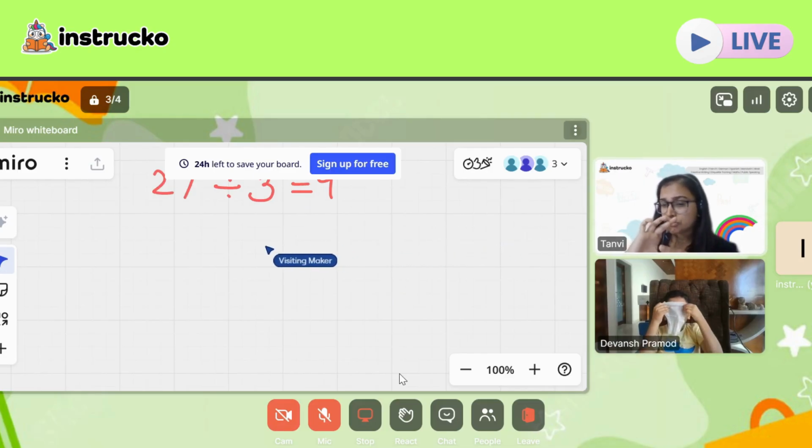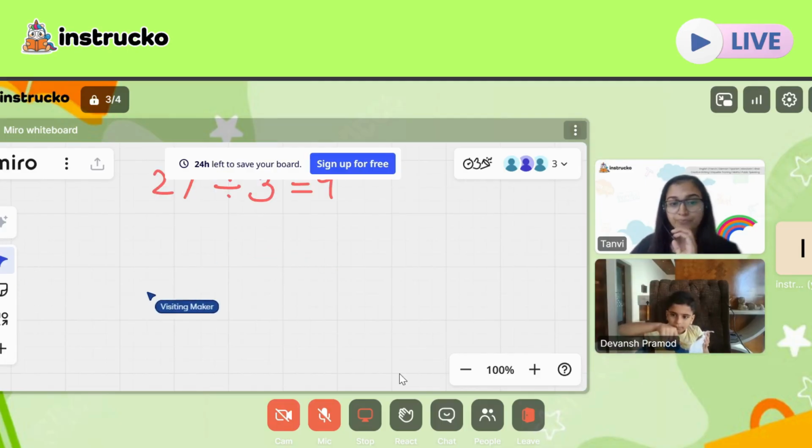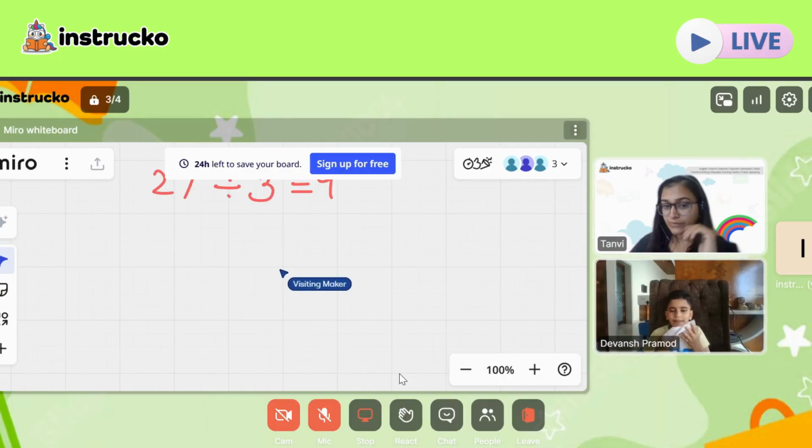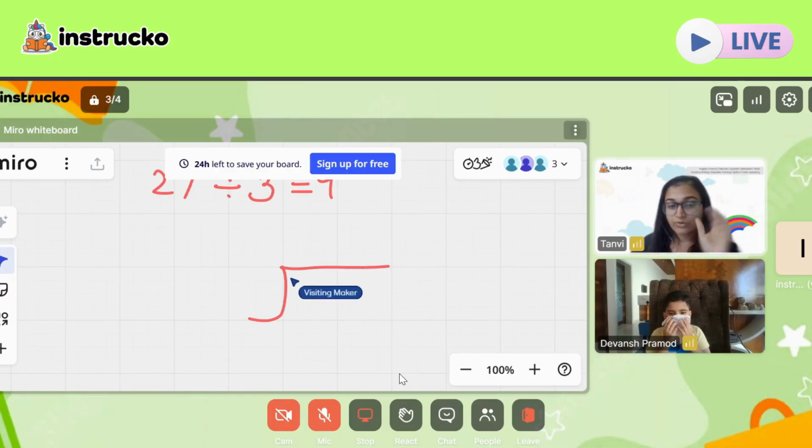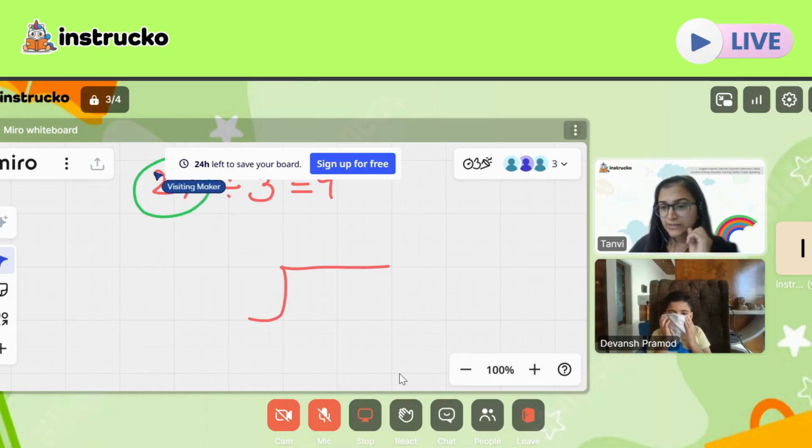Can we write it in a short division form? Do you remember how we do that? Yes, we make a little house kind of, right? Like this you make. Okay, then you write the total amount that you are going to divide inside, right? And what is the name of this number? What do we call it? 27.